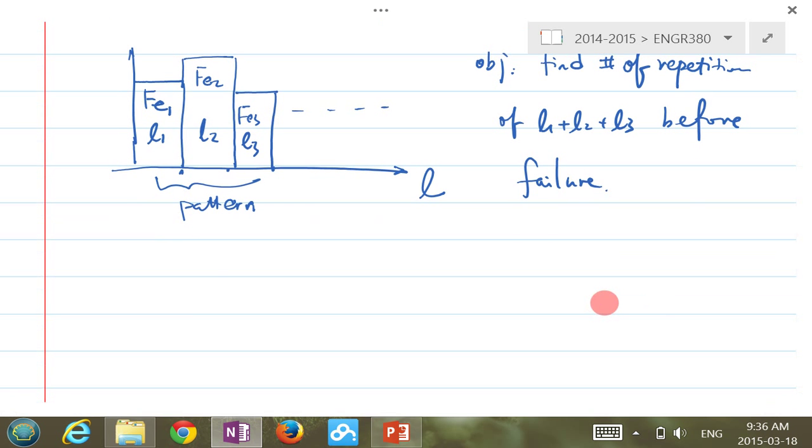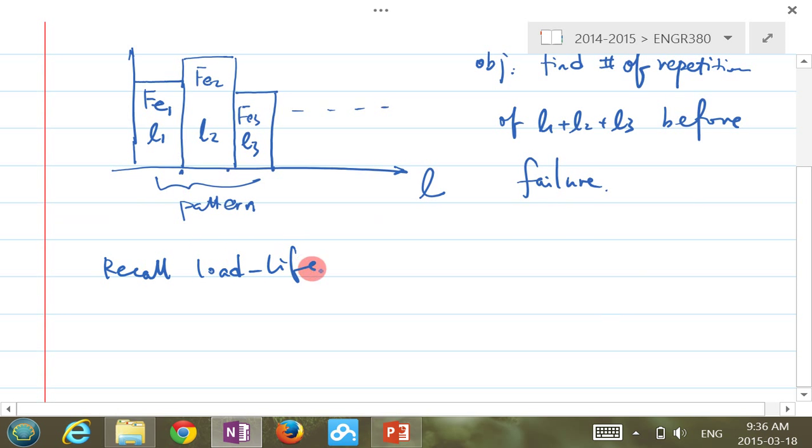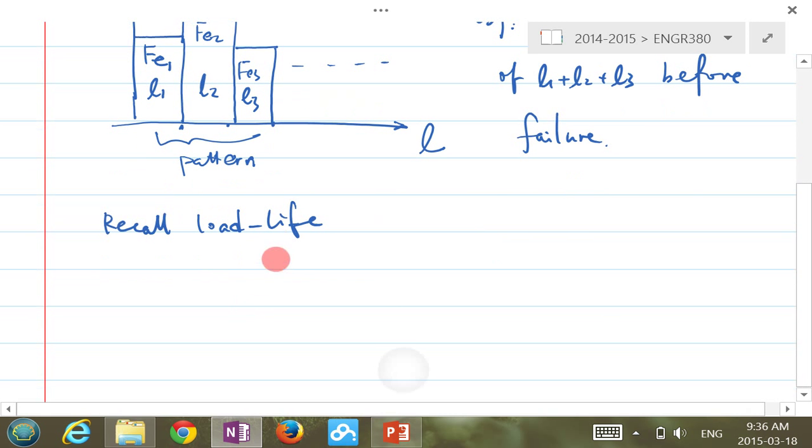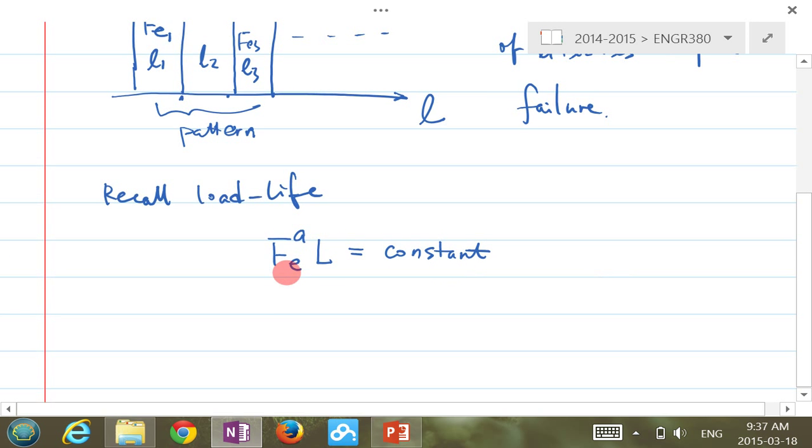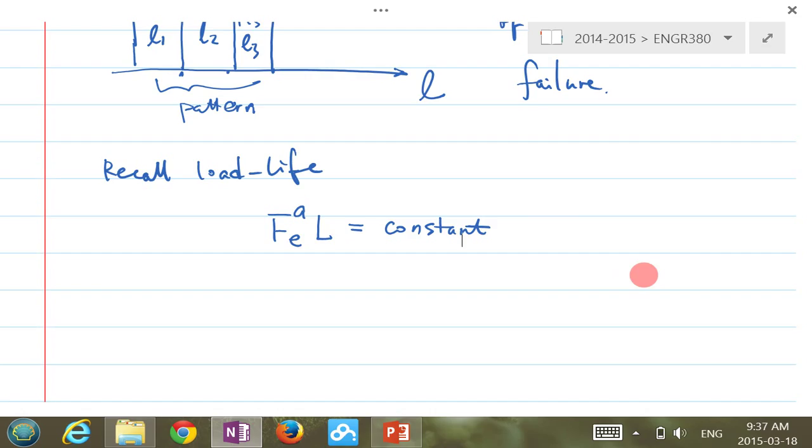So let's go back to our original bearing load and life equation. If you recall, the load life equation is FE to the power of A times L equal to a constant. That's whatever load you applied, and then the number of cycles for the bearing, and that is equal to a constant. A depends on whether it's a roller bearing or ball bearing. Let's call this constant K. This K represents the number of cycles when it fails, so I can think of K as the full damage, the full damage by a single load FE.